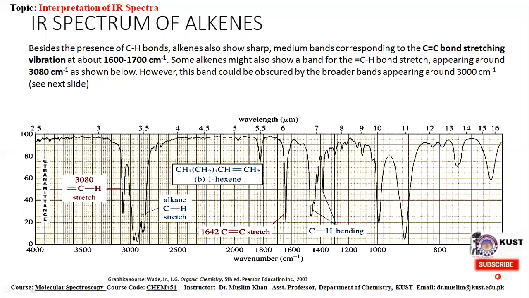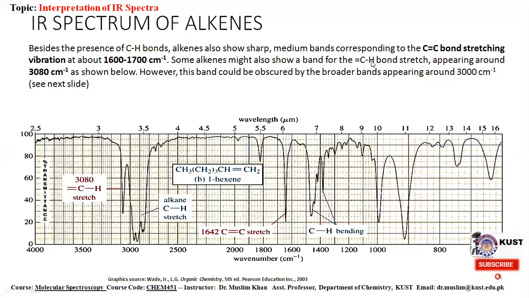This is the IR spectrum of an alkene. Besides the presence of carbon-hydrogen bonds, which show stretching vibration in the 3000 region, alkenes also show sharp, medium bands corresponding to the carbon-carbon double bond stretching vibration at about 1600 to 1700 cm⁻¹. Here it is exactly 1642, due to the carbon-carbon double bond.